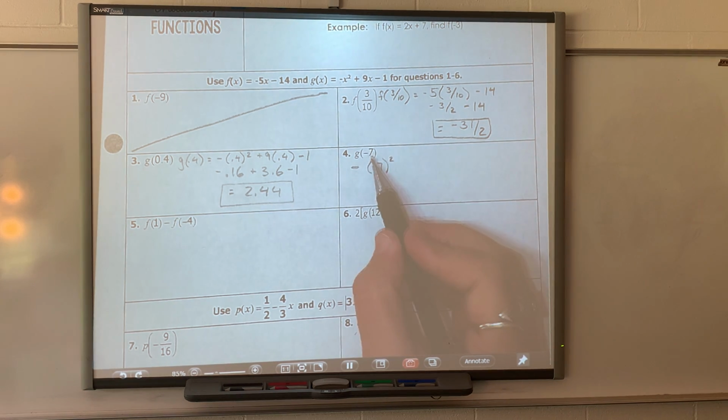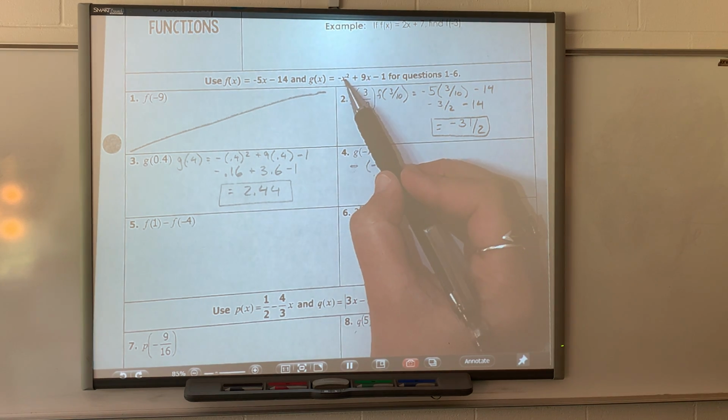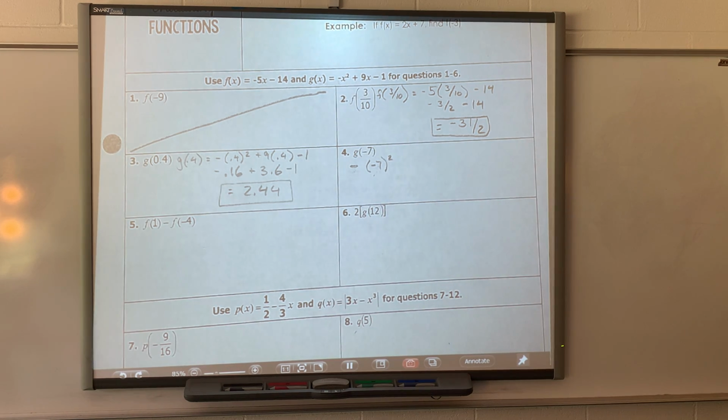If this is a negative 7 and you're squaring it, you've got to put it in the parentheses. This negative has to stay out here separately because it's not part of this x. This means the opposite of x squared. Well, x is negative 7. So negative 7 squared means negative 7 times negative 7, which is a positive 49. Well, the opposite of positive 49 is negative 49.